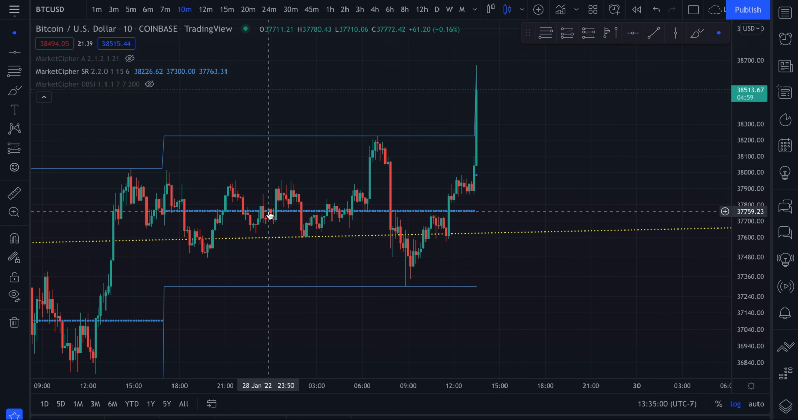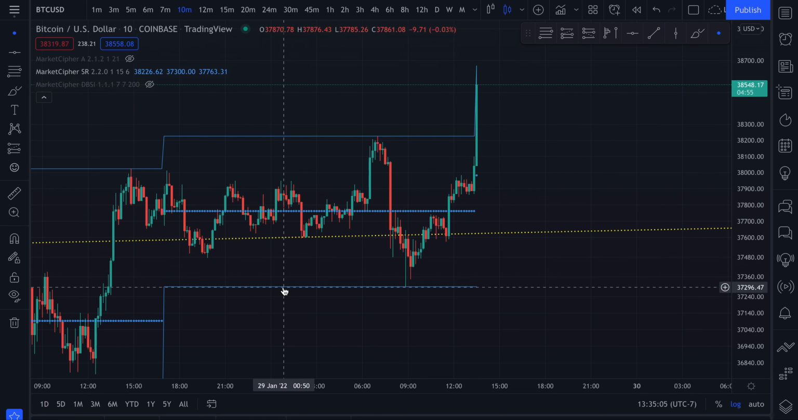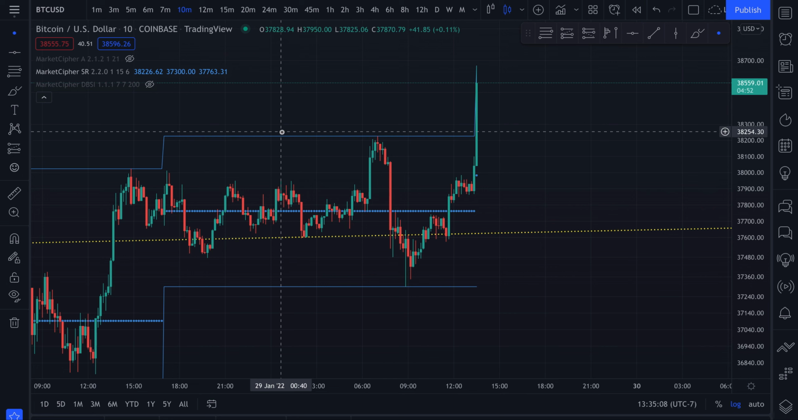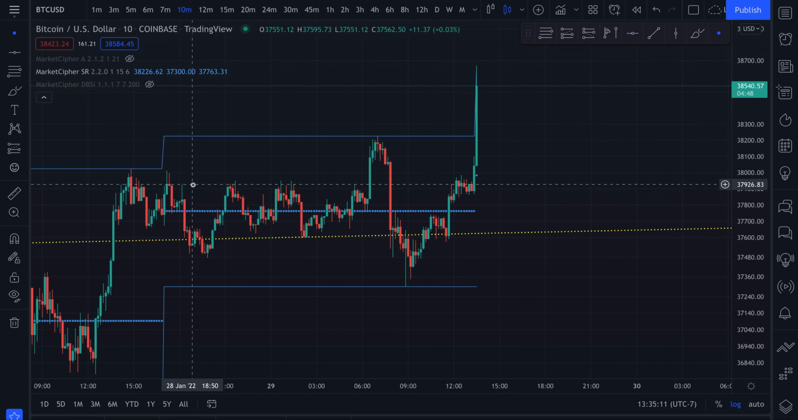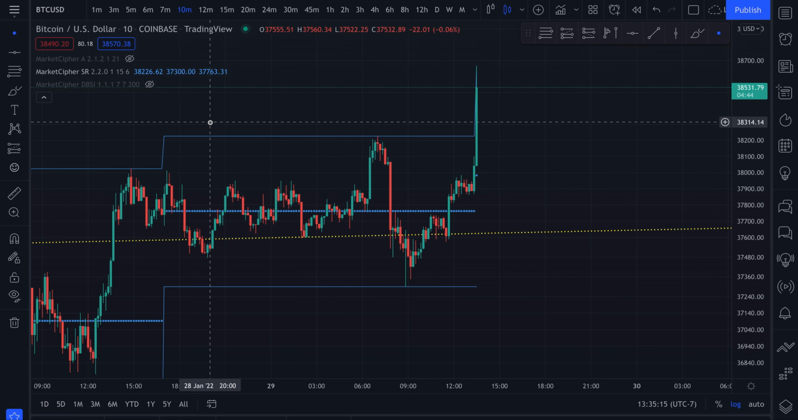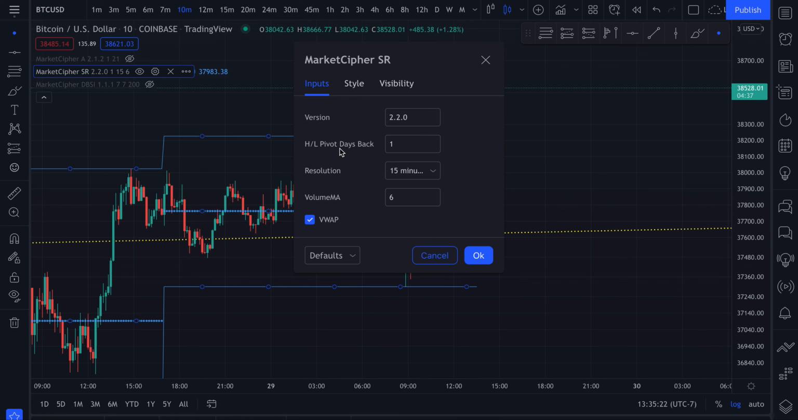These blue dots are just the middle of these pivot low and the pivot high. And these pivot high and pivot lows are just based off of the average trading day. You can change that in the settings if you just go to the settings right here and you go to inputs. Mine is just based off of one day.